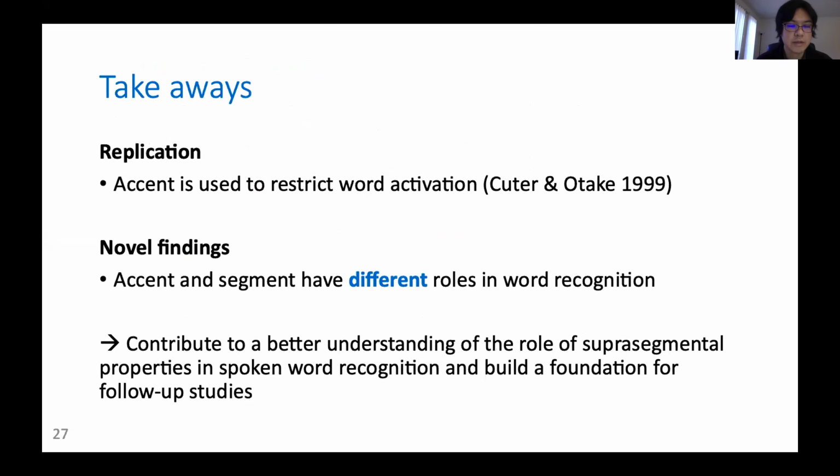Okay, so the takeaways of this study: first, we replicated Cutler and Otake's study by showing accent is used to restrict word activation. We also found that accent and segment have different roles in word recognition, providing more empirical support for the group activation hypothesis. We believe that our findings contribute to a better understanding of the role of suprasegmental properties in spoken word recognition and build a foundation for follow-up studies. Thank you so much.